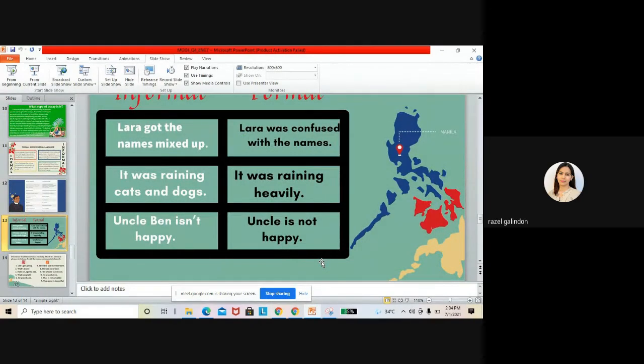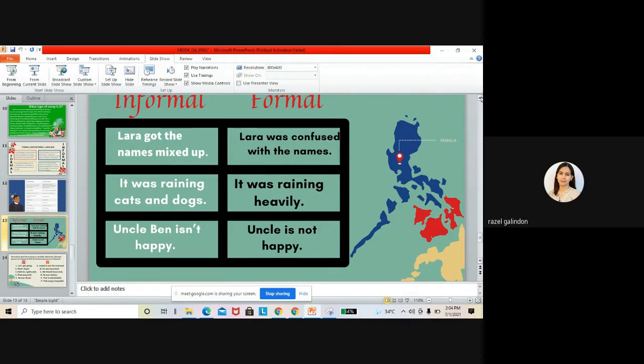you should be aware what is the difference or the structure that you have to use when you are writing a formal or informal letter. So if it is an academic requirement, you should use formal. Kaya avoid using this, no? Avoid using this informal. Avoid using these structures.